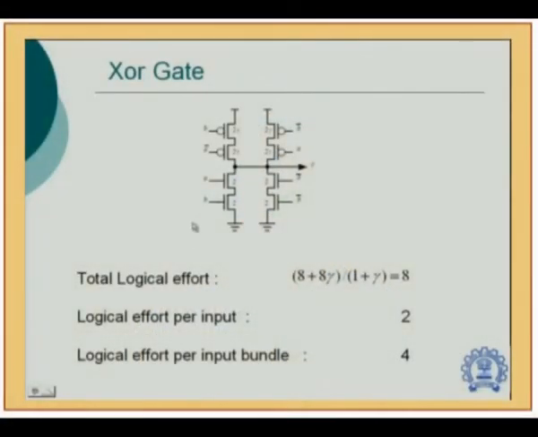Okay. So, if I want to find the total logical effort, let's say first per input A, 2 plus 2 gamma upon 1 plus gamma is 2. Both A and A bar are called one bundle, B and B bar is called another bundle. So for B bundle, B plus B bar is 2 plus 2 gamma, again 2. So for a bundle of A or B, that is A A bar and B B bar, individually it is 2 plus 2 is 4, but if you choose all of them together, 4 plus 4, 8. So the logical effort of the XOR gate shown here is 8. I repeat, 2 plus 2 gamma by 1 plus gamma is 2, for 2 of them it is 4, and for the other side again 4, so total logical effort for this XOR is 8.